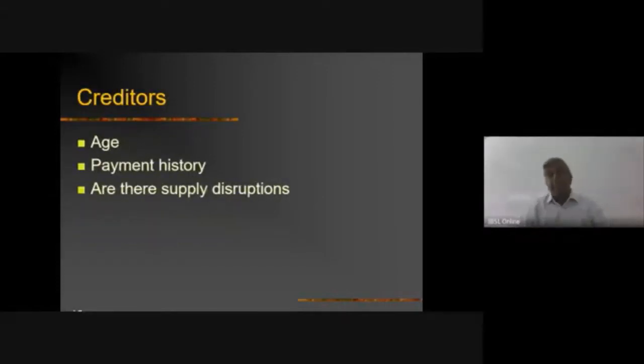Similarly, the creditors. This company may borrow items on credit, so there may be creditors. Age analysis for the creditors also, whether this company is paying regularly or defaulting. Payment history. Whether they are paying their creditors regularly, within the time frame, within the credit condition. Are there supply disruptions? If they don't pay the creditors well in time, then the suppliers won't supply the items. So there may be supply disruption. If there is any supply disruption, one reason may be this company is not paying them on time.